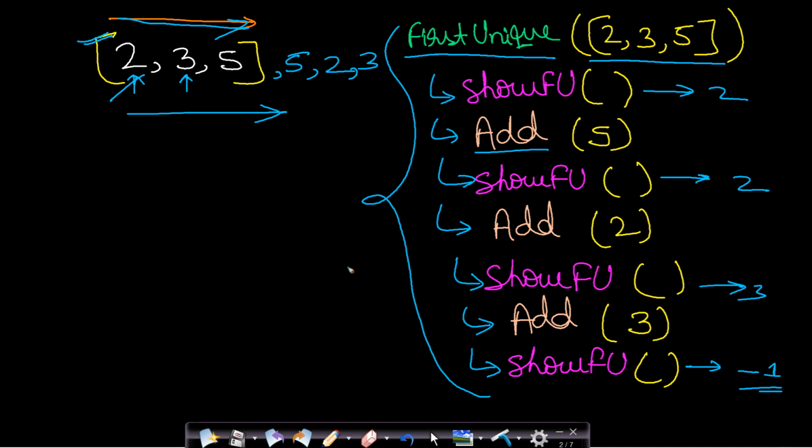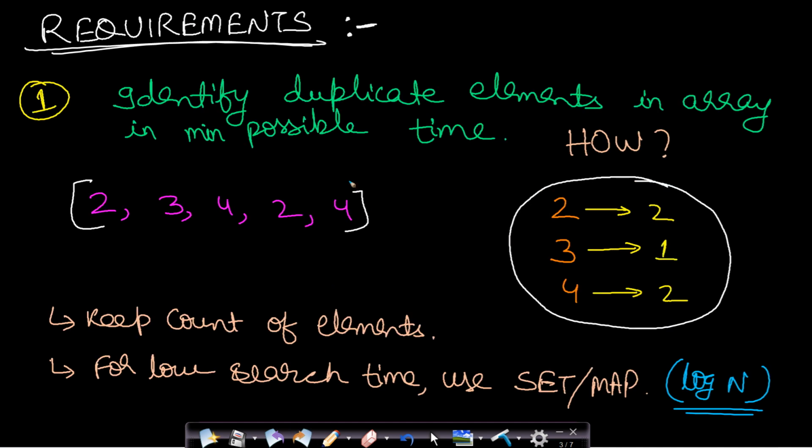So let us now see the requirements for solving this problem. The first requirement is that we need to identify the duplicate elements in the array in minimum possible time. And how can it be done? Let us say we have an array. Then we can just maintain the count of each and every element. Here I have already written the count of each and every element.